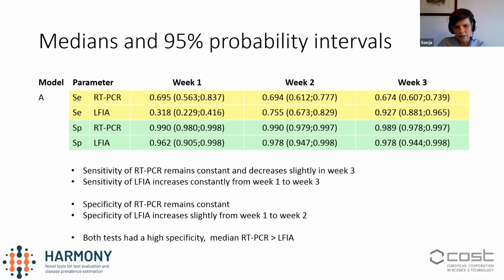In contrast, the specificity of the PCR is close to 100% and remains also constant, although, as you've seen, the sensitivity of the immunoassay varies quite a lot. The specificity of the immunoassay starts a little bit lower with 96, but still it's relatively close to 100%, and then increases in week 2 and week 3. So both tests have a high specificity, and the median, these point estimates of the RT-PCR are always higher compared to the immunoassay.